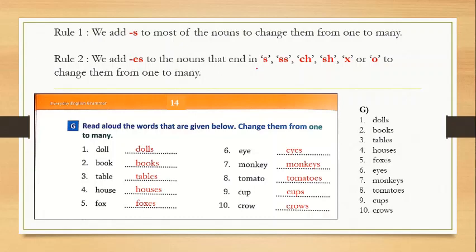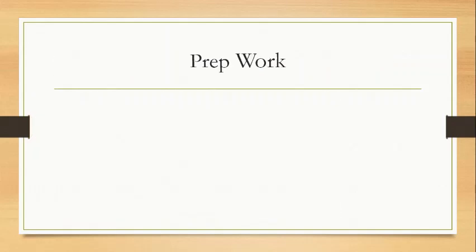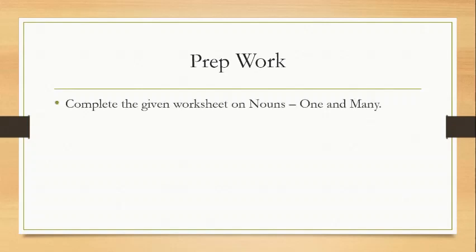Okay, so these were the exercises we did from our grammar book. With this, we come to an end to our topic of nouns, one and many. In today's prep work, children, I'm going to send you a worksheet. You have to change the nouns given in the worksheet from one to many using both the rules. You have to look at the last letter of the nouns and decide whether you will add S or ES.